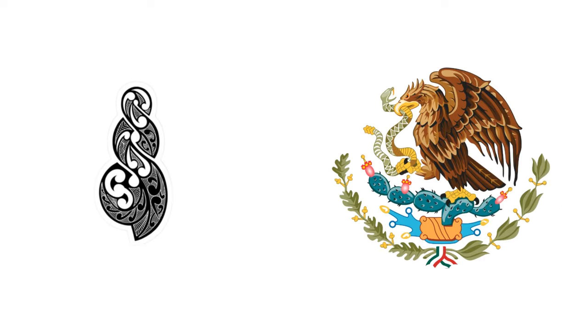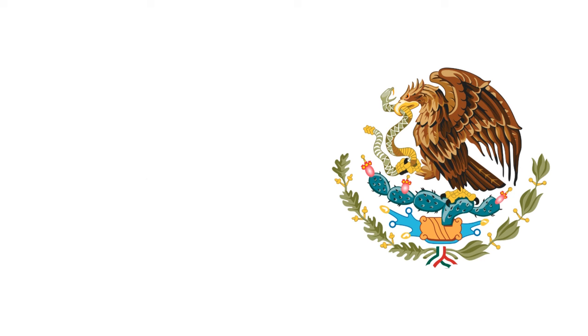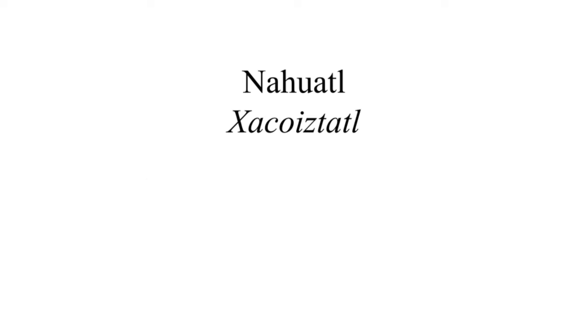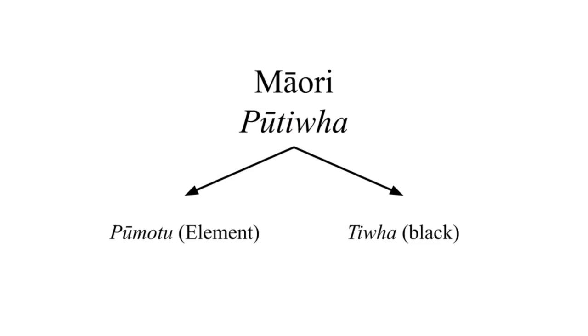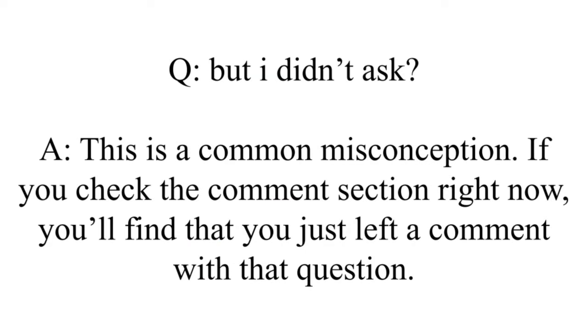Boron. Well, well, well, if it isn't our two least favorite fellows. Nahuatl is Xakoiztatl, and Maori is Pūtīfā. I don't mean to brag or anything, but I pretty much handled it. Pū is from pūmotu, element, and tīfā means black, at least I think so. What do I mean by that? I'm so glad you asked.